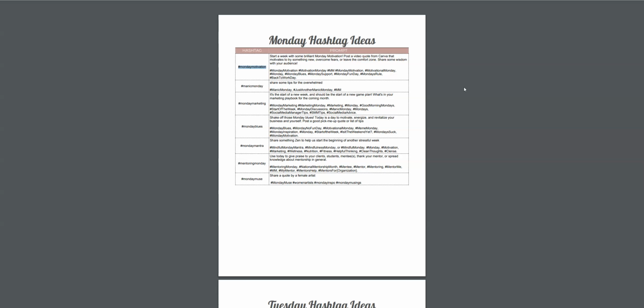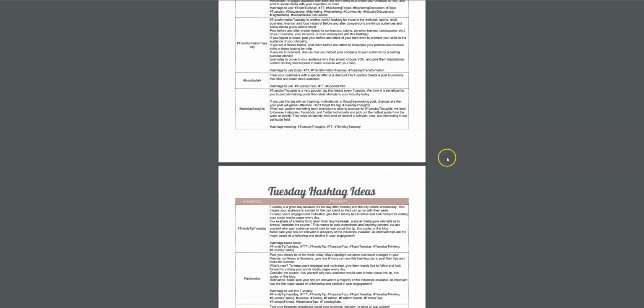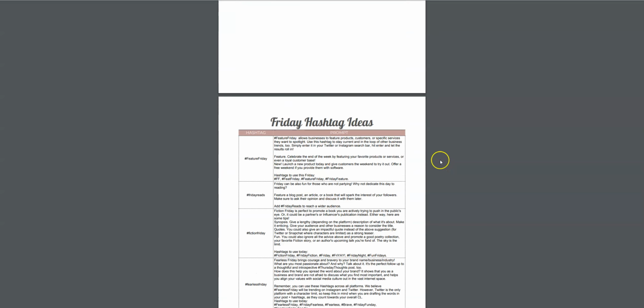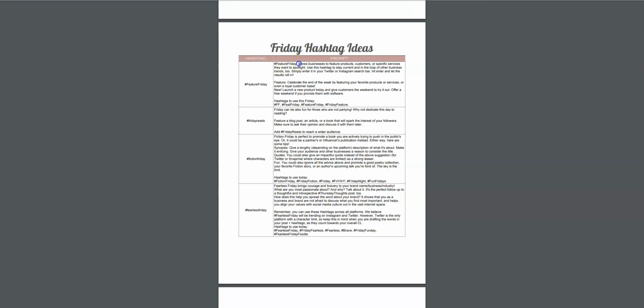So if you're looking for additional ideas, you ran out of ideas and you have just one more thing that you need for a Friday, you can come here and go to the Friday section. Okay, you got a couple of pages of Friday content. So here's Feature Friday. Feature Friday allows businesses to feature products, customers, a specific service that they want to spotlight. Use this hashtag to stay current and in the loop of other business trends too. Simply enter in your Twitter or Instagram search bar, hit enter, and let the results roll in. So go ahead and go to Instagram and look for Feature Friday.